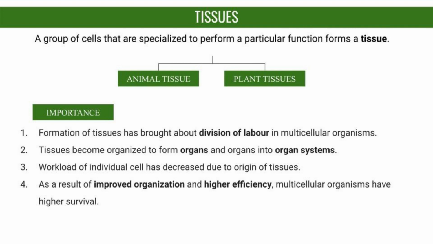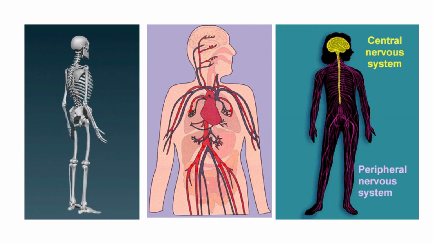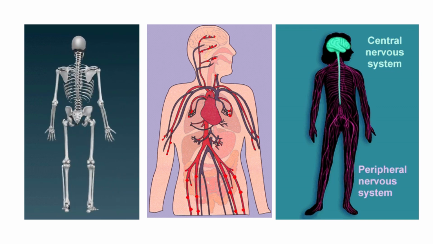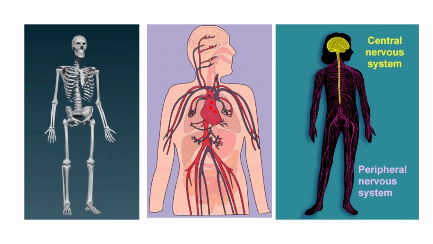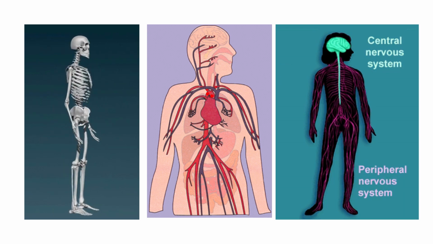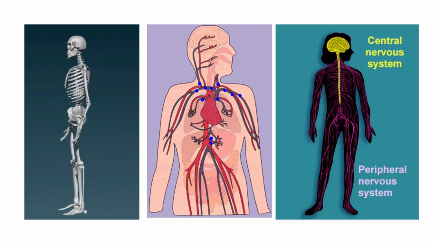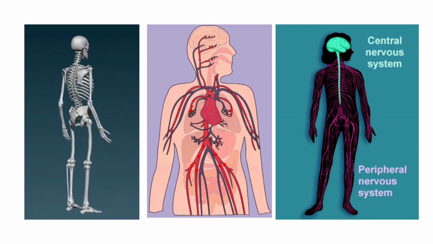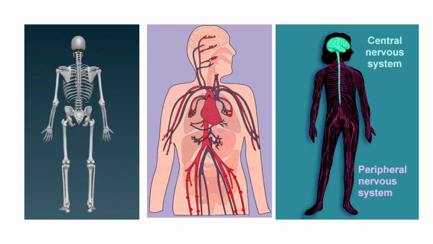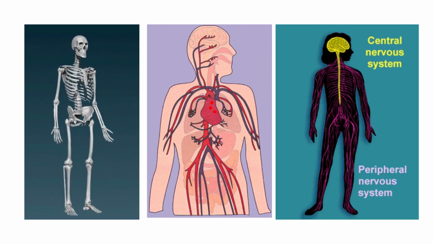2. Tissues become organized to form organs, and organs into organ systems. Organs and organ systems are fundamental components of multicellular organisms, including humans. Organs are structures made up of different types of tissues that work together to perform specific functions. Organ systems, on the other hand, are groups of organs that collaborate to carry out more complex tasks necessary for the organism's survival and overall functioning.